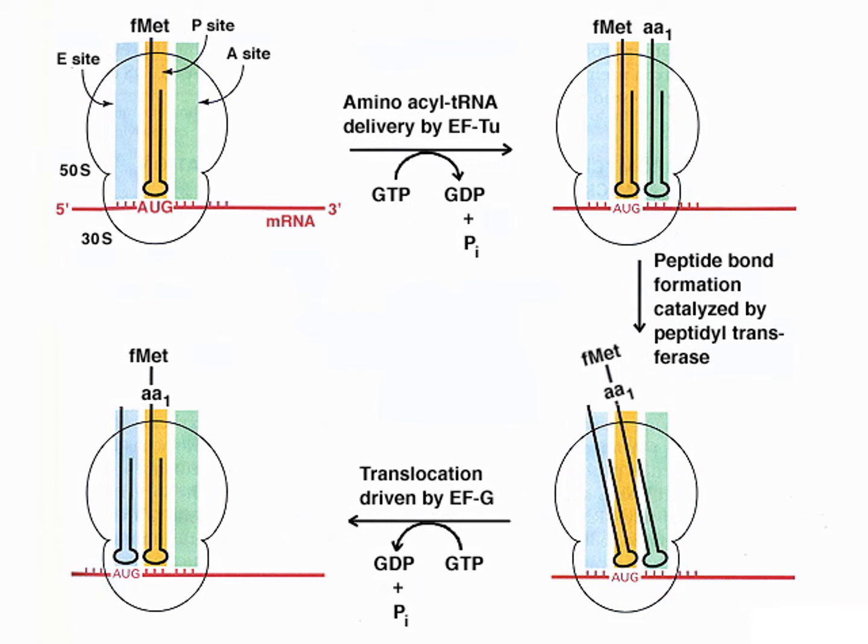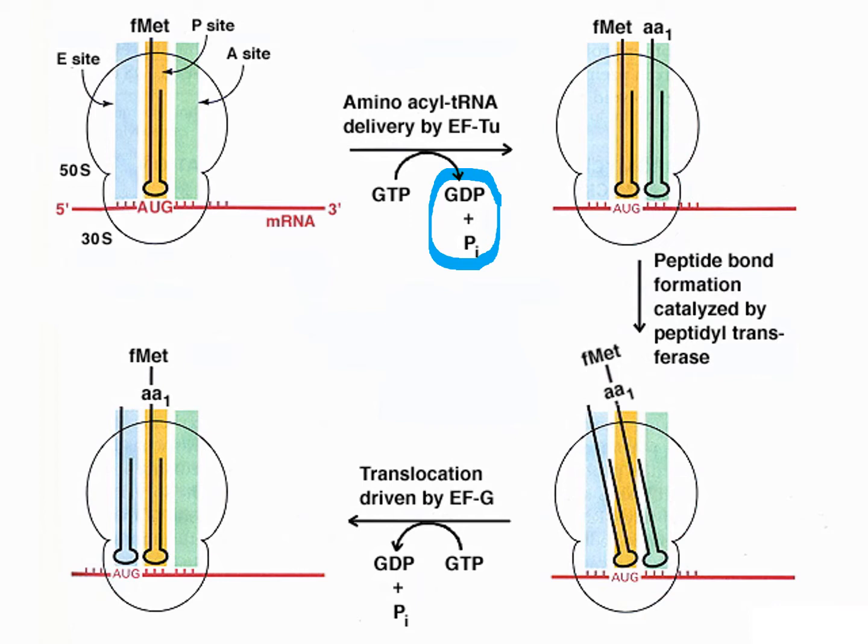The amino acid is delivered to that A site by an elongation factor called EF-Tu, and this is a GTP-dependent reaction. So it requires the hydrolysis of GTP to GDP and inorganic phosphate. So that's the energy required for this process to occur.